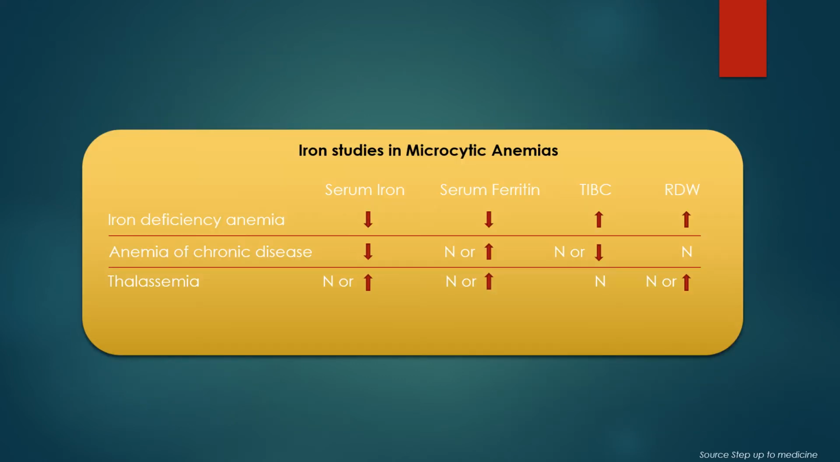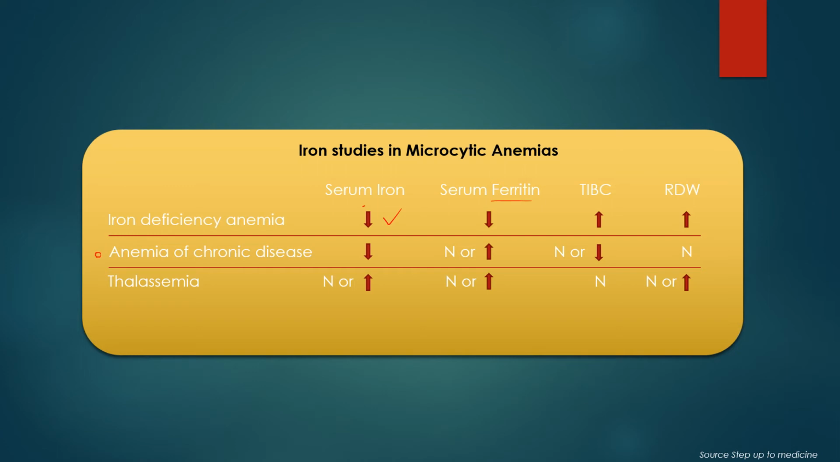Okay, in this particular slide, we're going to discuss iron studies in microcytic anemia. Now, keep in mind that anemia of chronic disease often presents as a normochromic normocytic anemia, but if it presents as a microcytic anemia, this is what we look at as far as the iron studies go, right? So in iron deficiency anemia, what do we expect the serum iron to be? Obviously, the serum iron is going to be low. We're iron deficient. What about serum ferritin?